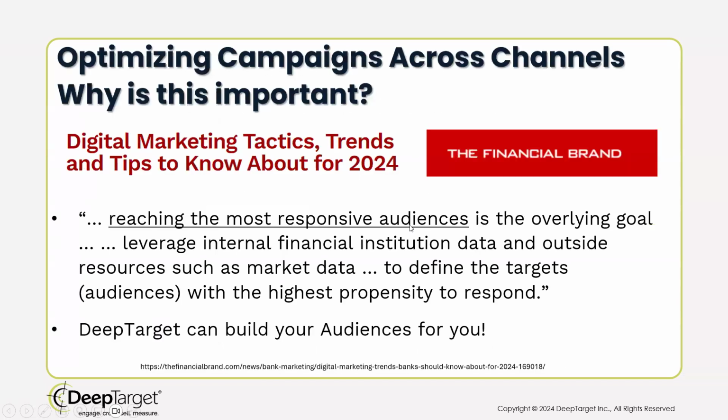So how do you do that? So first of all, it's all about audiences, reaching the most responsive audience. It's another really good article in Financial Brand talking about making sure you leverage your institutional data, as well as data outside. And I know many of you are doing that by augmenting your data, and we can accept augmented data inside of DeepTarget and help you build the most responsive audiences. And as you know, DeepTarget can build your audiences for you when you target, and you can export those audiences and use them elsewhere. So don't forget about that as well.